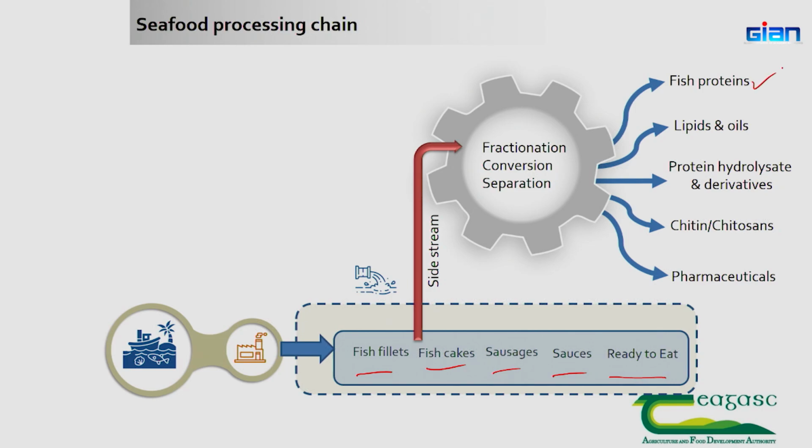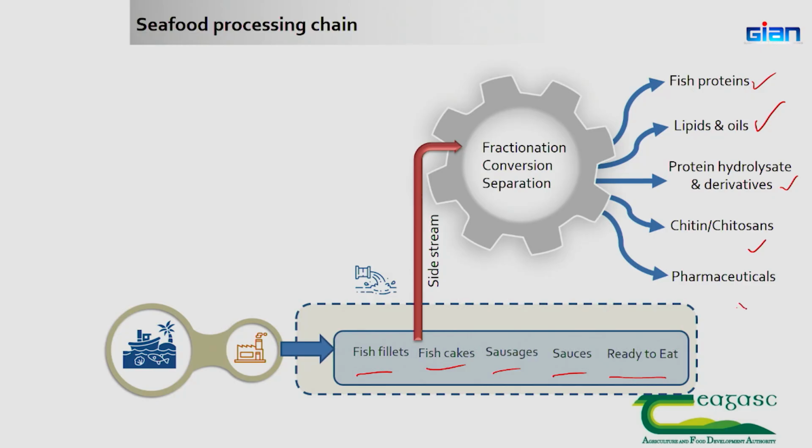Fish protein. Yeah, it's a very simple process for extracting fish protein. Lipids and oils from the side streams. Proteins, chitin, chitosan and other pharmaceutical products. All these things will go through in coming lectures, so I'm not going to go into details of each and every one at this stage. And this is only by using fractionation, conversion and different separation techniques.